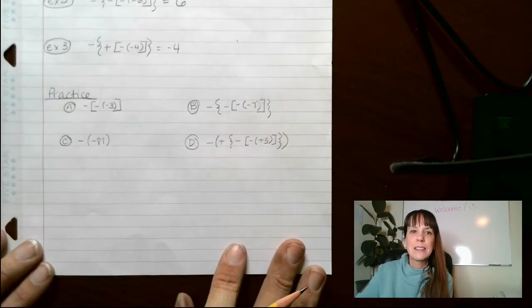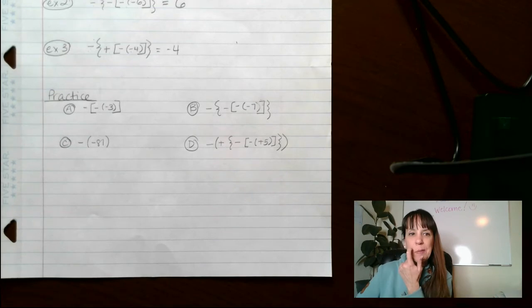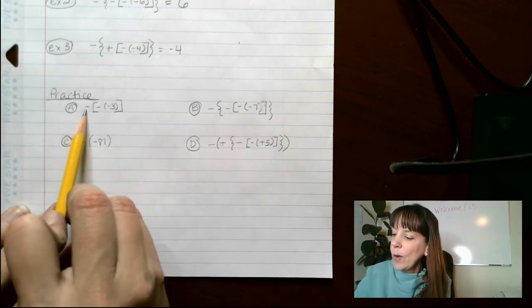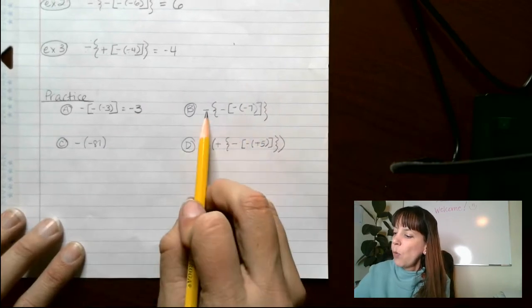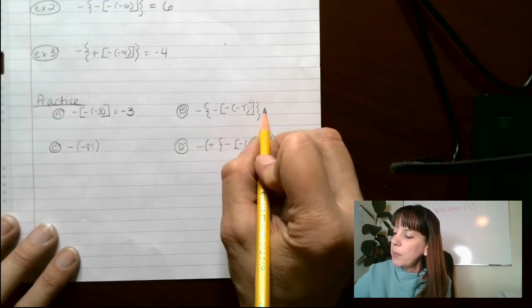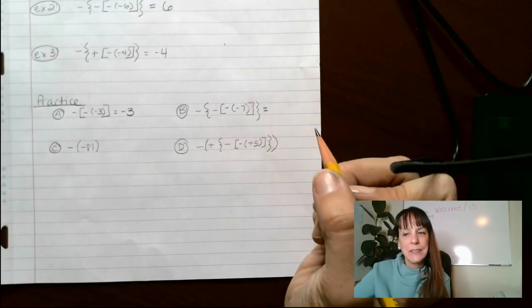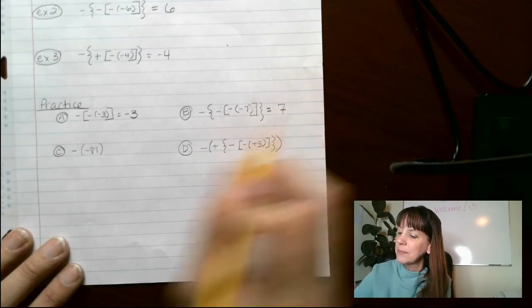Guys, practice at the bottom. Pause the video. Try these. Come on back. All right, 1, 2, 3, that is odd, so it's going to be -3. 1, 2, 3, 4, that is even. 4 is even, so it's going to be +7.